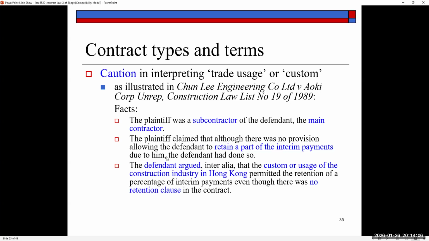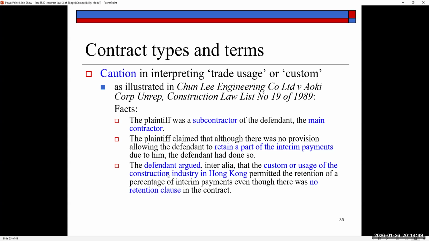Plaintiff claimed that although there was no provision allowing the defendant, Aoki, to retain a part of the interim payments, the defendant had done so. That means Aoki has retained part of the payment not given to Chen Li. You know, when constructing a building, usually the money comes from the clients. The clients pay the main contractor, Aoki, and then Aoki will pay a certain part to the subcontractor, Chen Li. But in this process, Aoki has retained part of the payment, not paying to Chen Li.